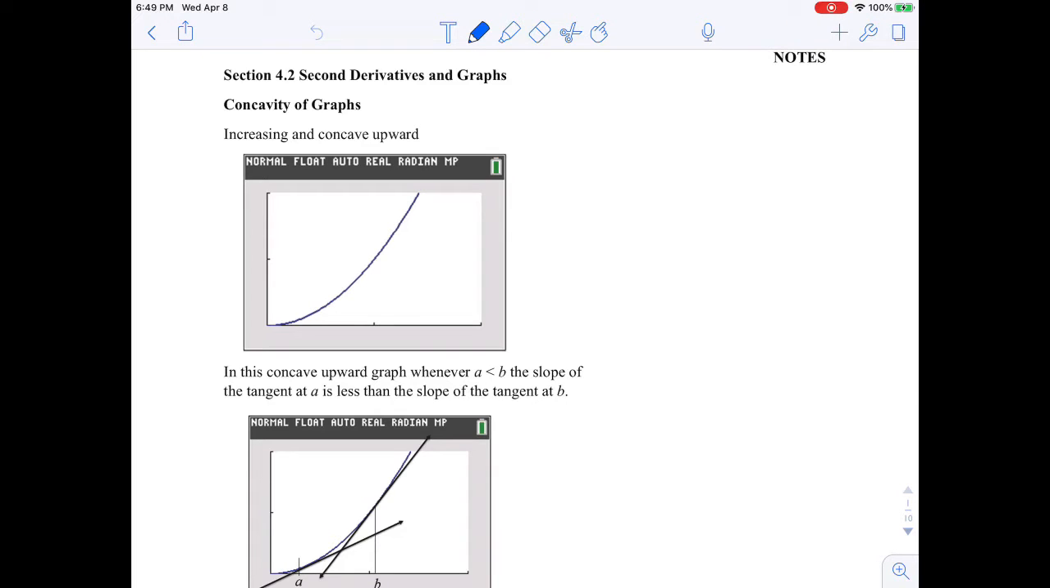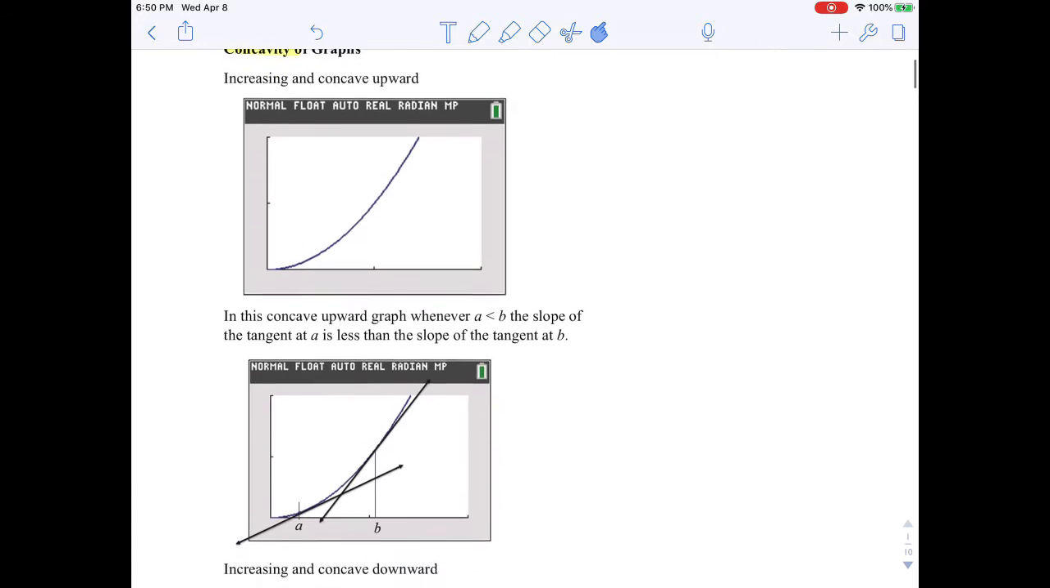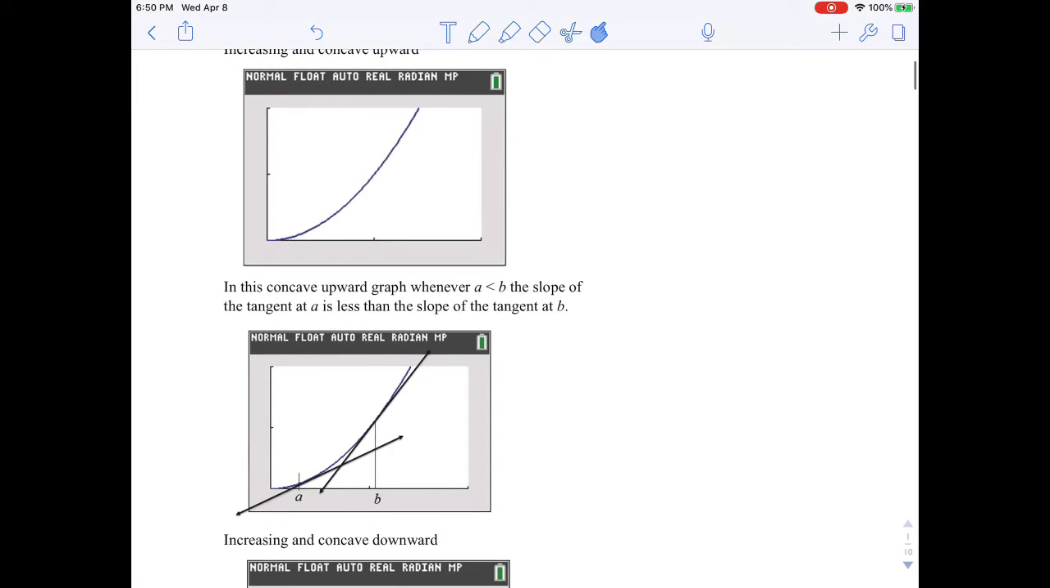Okay, section 4.2 is going to talk about the second derivatives. The first derivative told us where the graph function increased and decreased. The second derivative is going to tell us its concavity. Concavity is its curving upward or curving downward. As we can see in this graph, this is curving upward.